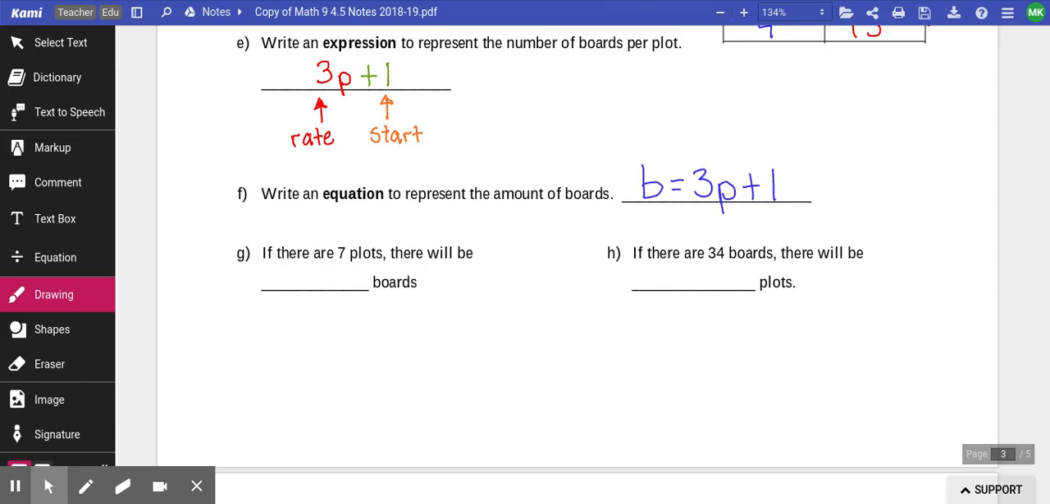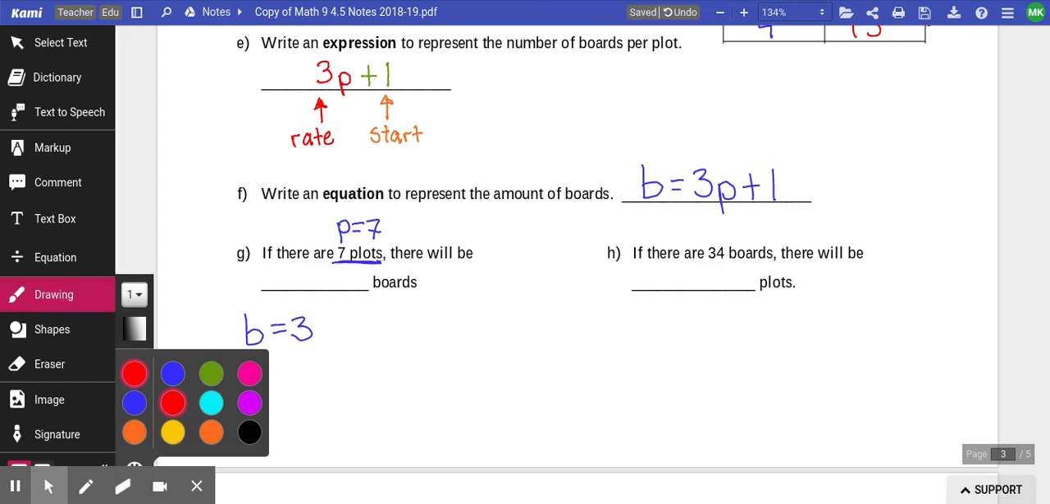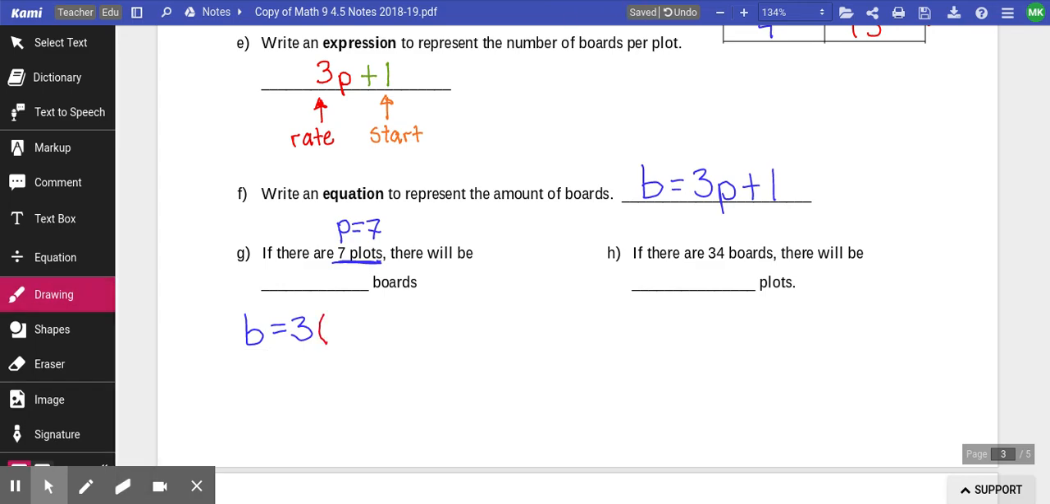The mathematical way of showing your work, in any given question, they should tell you one of the variables and ask for the other. By saying that there's 7 plots, they're telling you that p equals 7. So you need to go to your equation and change the letter p to be 7. When we change things or we substitute them in, we use brackets like that.